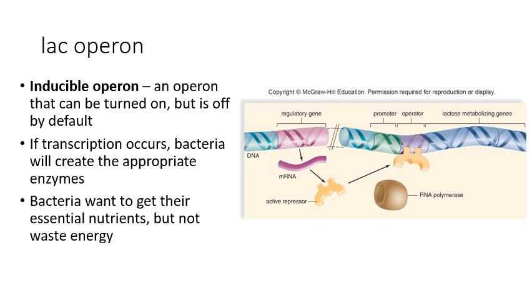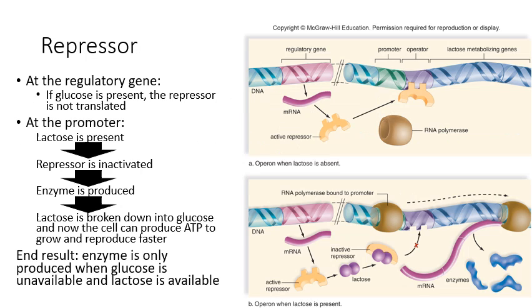If it does transcribe these lactose metabolizing enzymes, which are the structural genes that we talked about over here, then it will create the appropriate enzymes to break down lactose. If it doesn't transcribe these genes, then it won't create those enzymes and it won't be breaking down lactose. So again, it's going to try to optimize its use of resources according to its environment. Let's talk about some of the mechanics of exactly how this is happening.